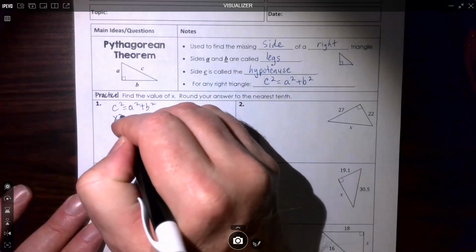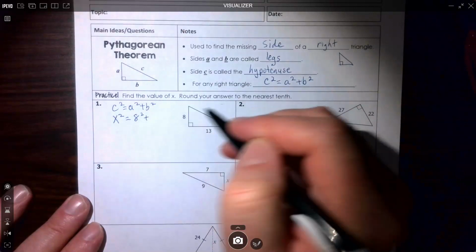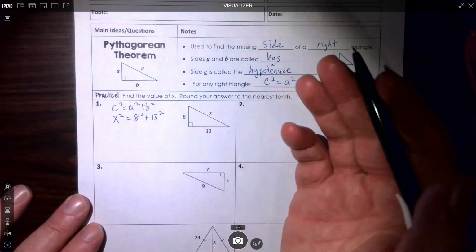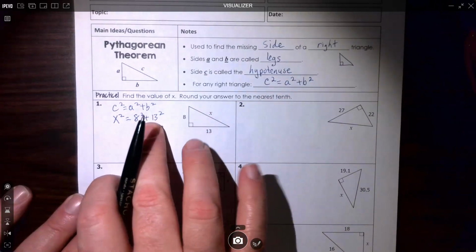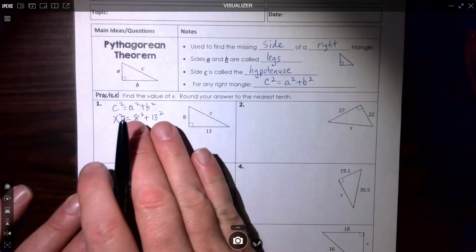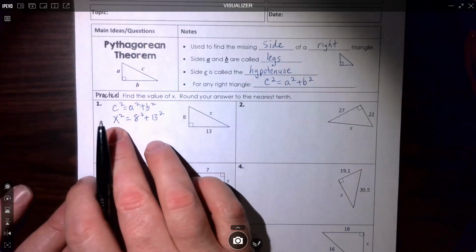In this case, C is x. I could put 13 squared plus 8 squared, or 8 squared plus 13 squared. It doesn't matter because you're squaring the two sides and adding them together. The most important part is to make sure that you have them on the correct side. A and B belong on the right, C belongs on the left.